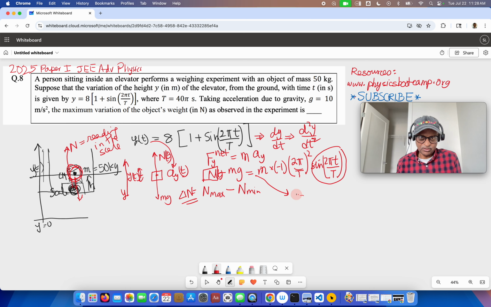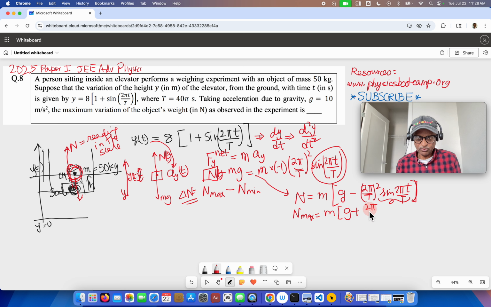So let's write down N. So N equals to mg minus m(2π/T)² sin(2πt/T). So if I ask what is the N max, it is when this sine is -1, so this will be mg plus m(2π/T)².